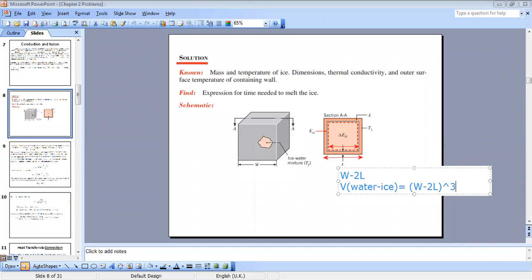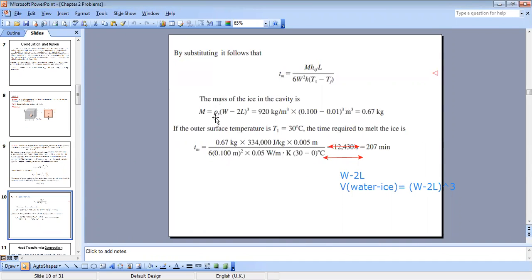Now if I replace in my expression, I put the mass as rho of my system, which is given to be 920, times the volume, which is W minus 2L cubed. I find the mass and I replace in my equation the different terms. I get the time for melting.